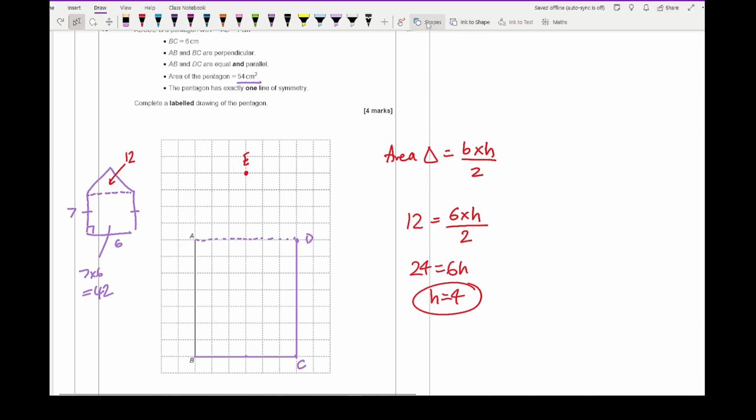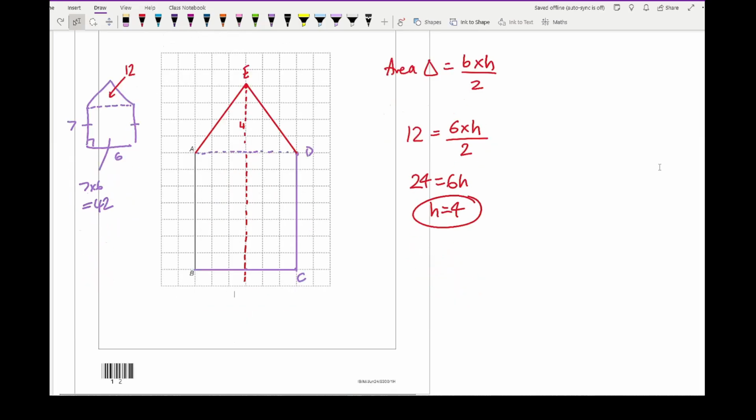So then if I just join them up, what your pentagon should look like is something like this. And again, you want to try and be as accurate and as neat as possible. I'm hoping that yours would be a lot better than mine. Just make that a tad bit smaller, like so. This height here is 4, and then the line of symmetry is just straight along there. And there we go, that's what your pentagon should look like.